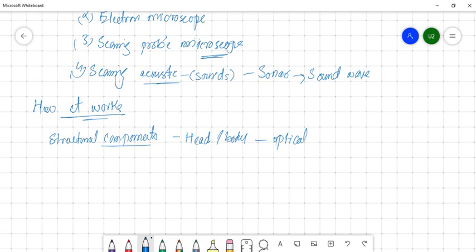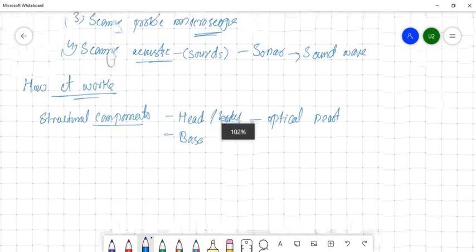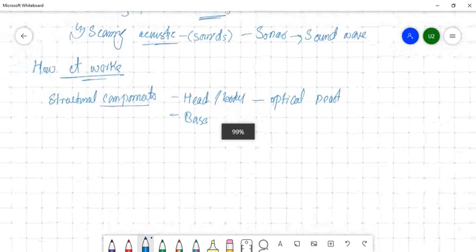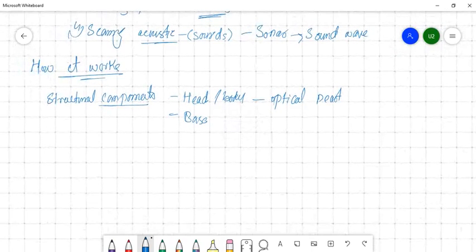So we can look at these optical parts in the head or body, and next we have a base. It is a kind of supporter, and it also houses the illuminator. Illuminator: a body or a place from which light originates.